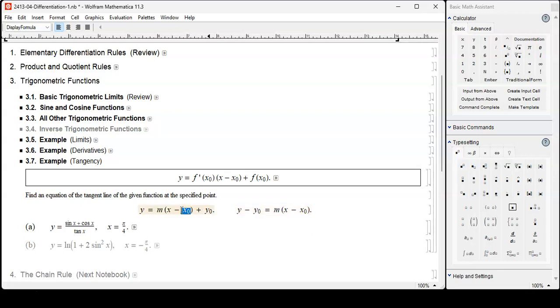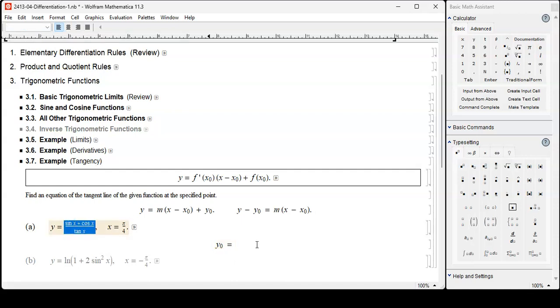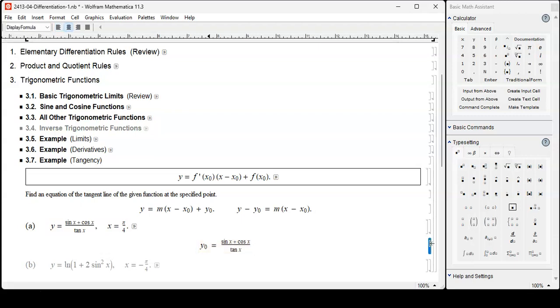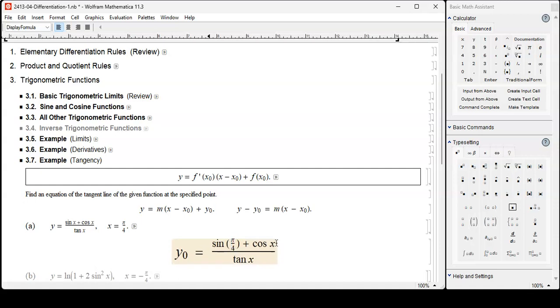Now, given x0, I can find out y0 by plugging in. And then the slope, well, that's a key point. For y0 in this case, I have to plug in x equal to pi over 4. So this is my function. Let's expand the font once more, and then plug in pi over 4 here, here, and here.